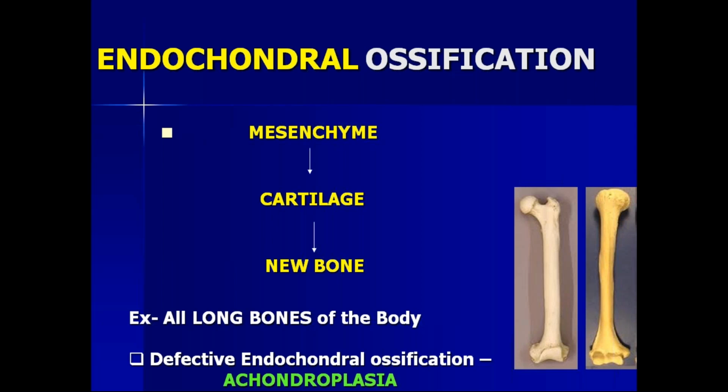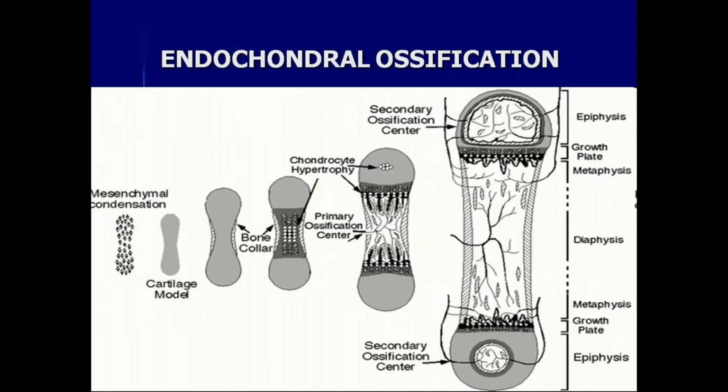If there is a problem in endochondral ossification, you get achondroplasia. So we will discuss achondroplasia. If you know these basics, you will be able to easily understand what happens in the other dysplasias.